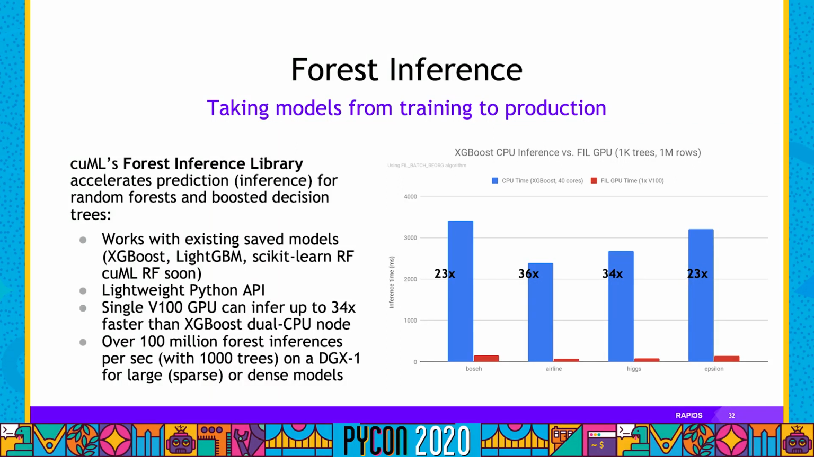Forest Inference, I just showed you a little bit about it, but the line here that gets me is we can do 100 million inferences per second using this Forest Inference library with 1,000 trees on a DGX1 for large sparse dense models. 100 million Forest Inferences per second with 1,000 trees. That's awesome. And you can do that at bandwidth, right? At line speed.